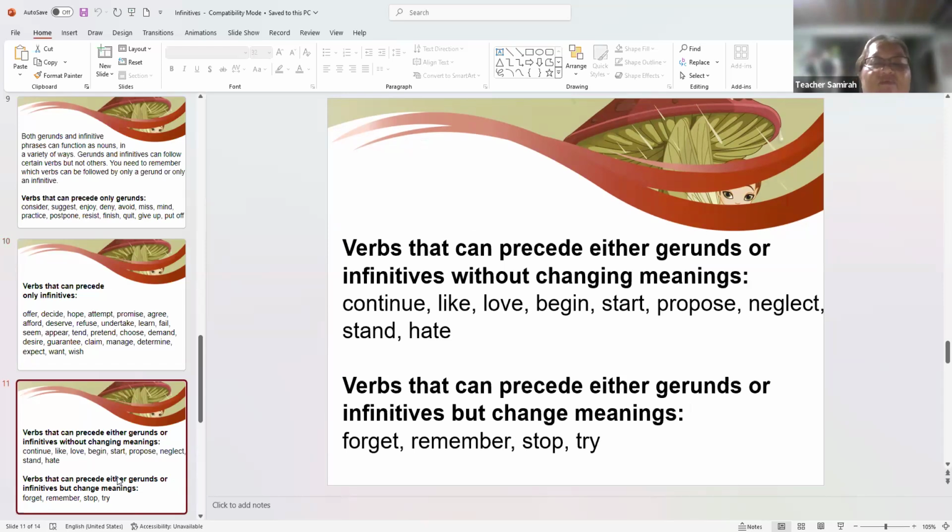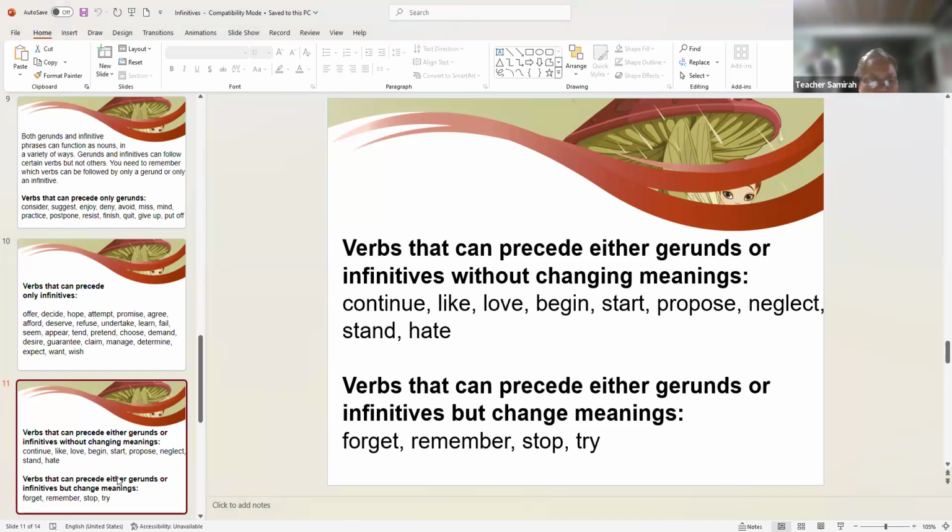Another group of words can precede either gerunds or infinitives without changing meanings: continue, like, love, begin, start, propose, neglect, stand, and aid. So we can use these as gerund or as infinitive. These are the verbs that can precede either gerunds or infinitives, but it doesn't change the meaning.